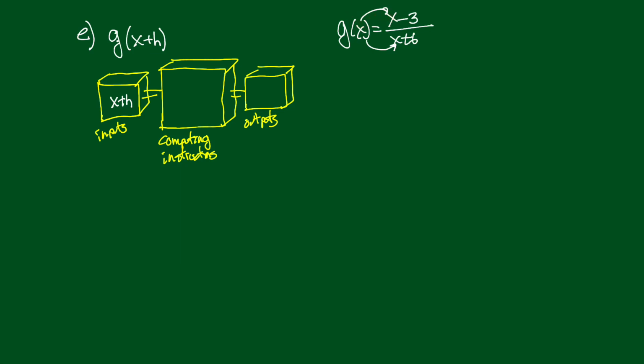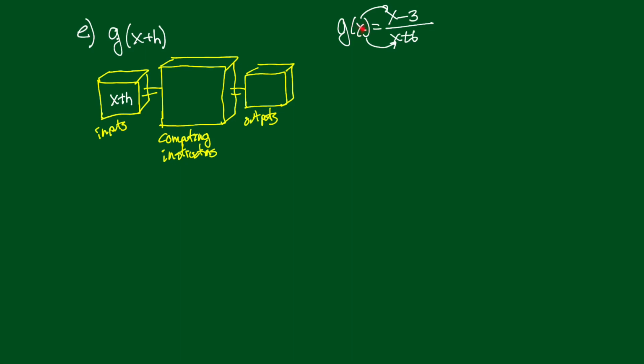So whatever I put in, I'm going to replace all the x's with what I put in. All right, so what are we putting in now? We're putting in x plus h. So I'm going to come up to here, and whatever I see an x, I'm going to replace it with x plus h. This x here is just a placeholder. It's just holding a place for whatever comes in. And what I'm putting in now is x plus h. So I'm going to take that x plus h, I'm going to put it here, I'm going to put it here, I'm going to put it here.